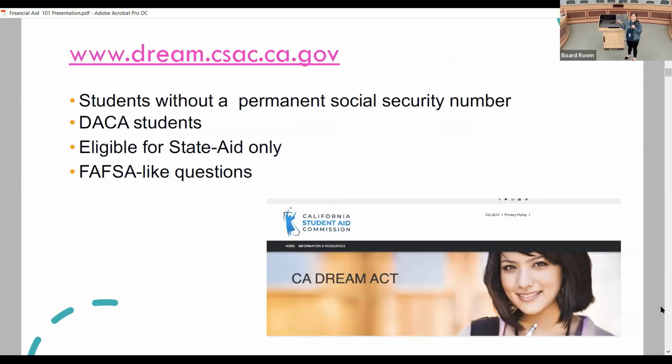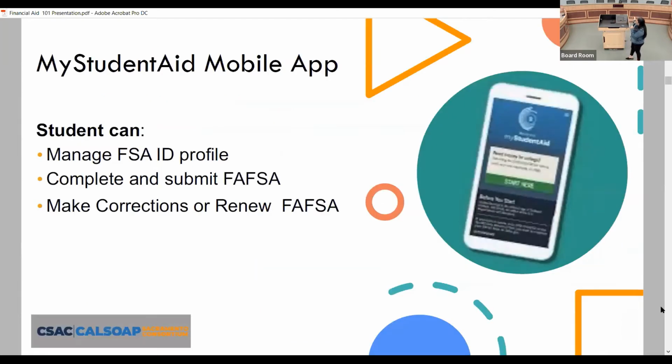Okay, remember we apply October 1st through March 2nd. So you have a big window to make sure that you get your applications in. Now, a few years ago, FAFSA got smart and they said, hey, you know what? We got to bring the FAFSA to the kids. And so they made a mobile app. And so you can actually complete your FAFSA on your phone.